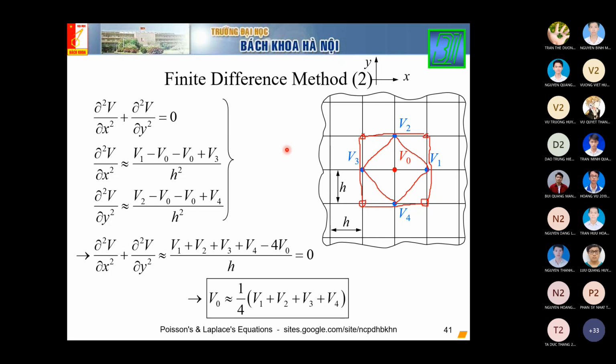Are you all right? Any questions here? So, two main ideas. The first one is that the four surrounding points must be symmetric about the center point. And secondly, there are two ways to apply this. The first one is the diamond, and the second one is the square. And the diamond is better than the square.